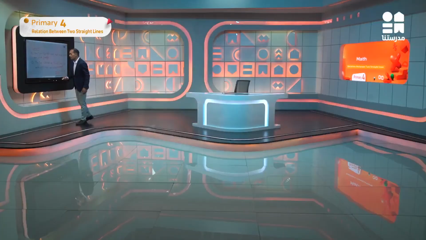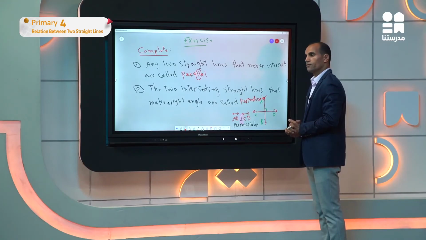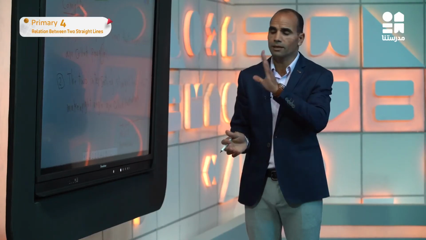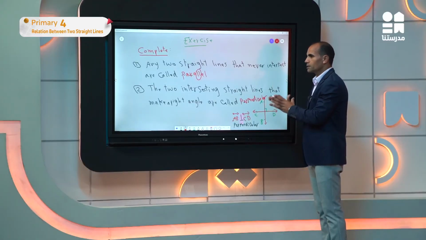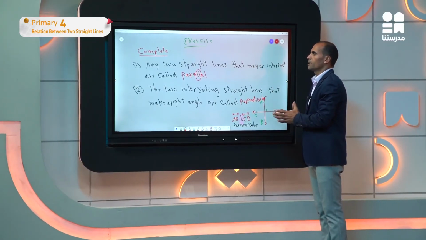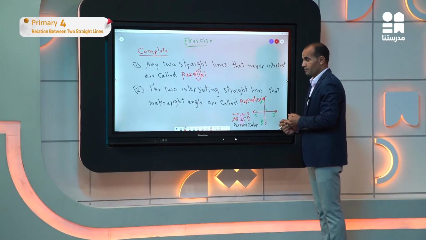And a few minutes ago, we talked on the slides, and we will come back to revise all of these slides, to revise the relation between the two straight lines, maybe parallel, intersecting, and perpendicular. We will revise again together what we took a little while ago. We said we have parallel, perpendicular, intersecting.